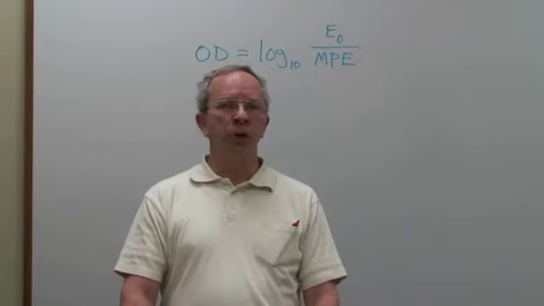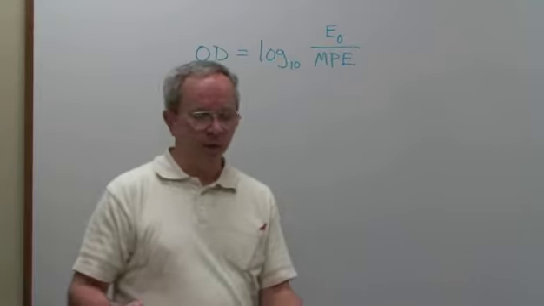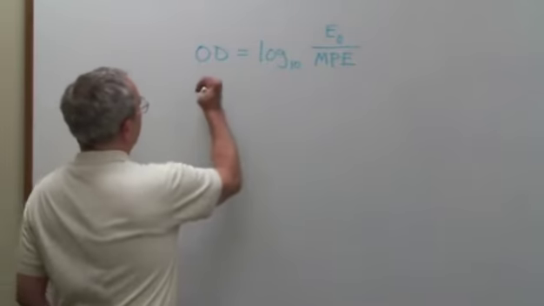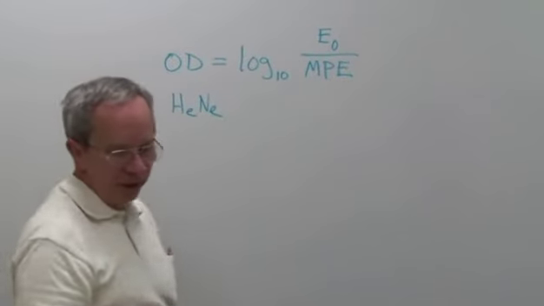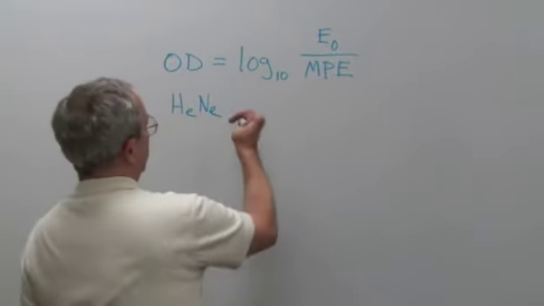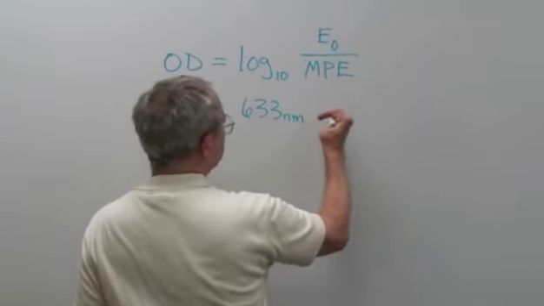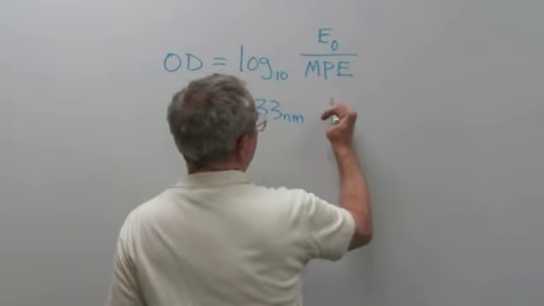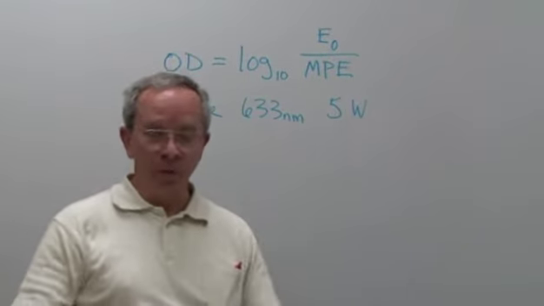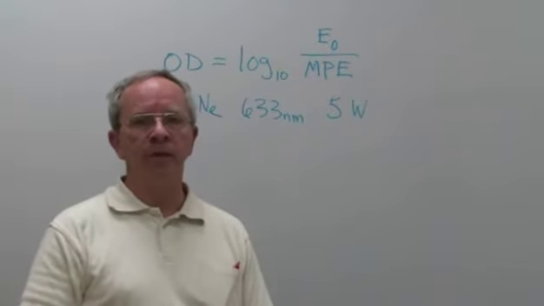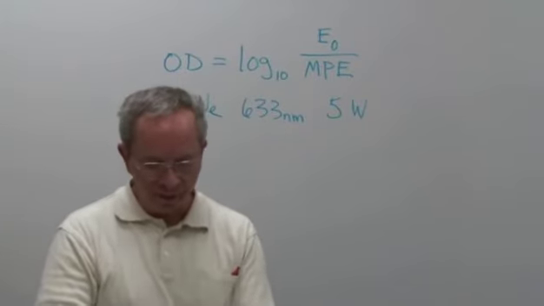We're going to choose, for our example, a 5-watt helium neon laser. So, we'll look up in our table a helium neon laser, which has a wavelength of 633 nanometers. And we'll say that we have a 5-watt laser. That's a pretty big laser, but if we can protect ourselves from a 5-watt laser, we'll be doing pretty good against probably anything that we can encounter in our lab.